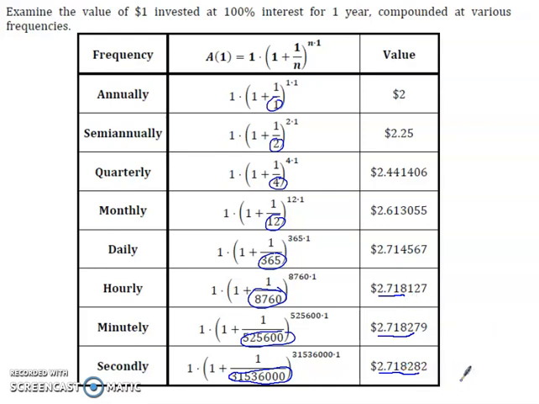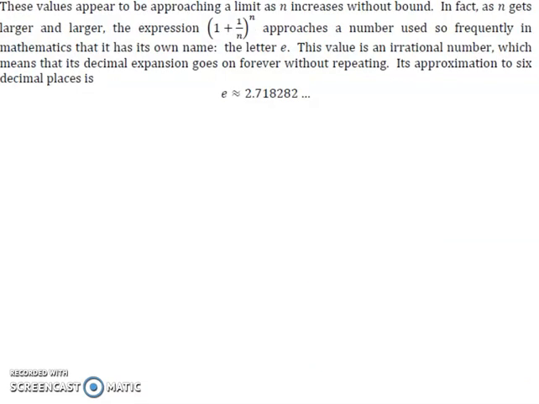The number that we approach as that n value gets bigger and bigger is what we call e. We approximate e to be about 2.71. Just like pi, e has a constant value and it is not considered a variable. So the values are approaching a limit as n increases without bound. In fact, as n gets larger, this number approaches a number so frequently used in math that it has its own name, the number e. And here is an approximation out to more decimal places than I gave you on my last slide.